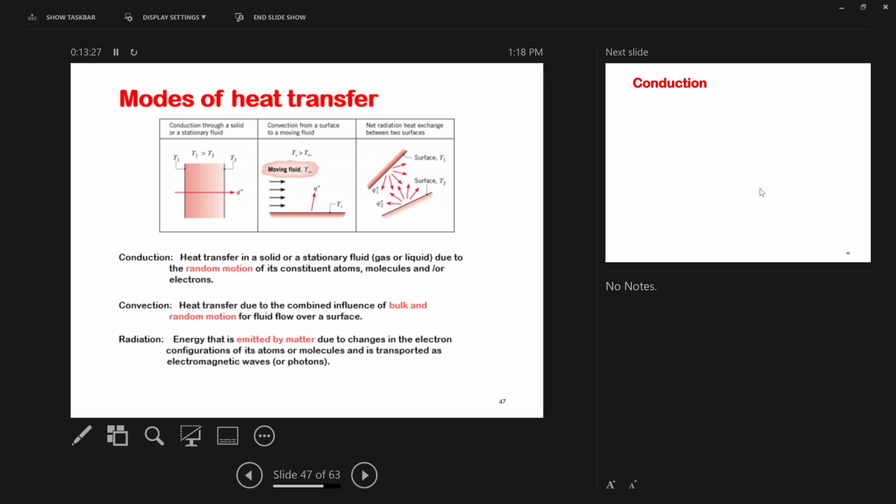Can you think of any other mode of heat transfer other than these three? Heat transfer through solid or stationary fluid, heat transfer through moving fluid, and heat transfer through waves or photons. Just think about it. Essentially, we are trying to find any form of energy release or energy transfer that is not covered by these three.